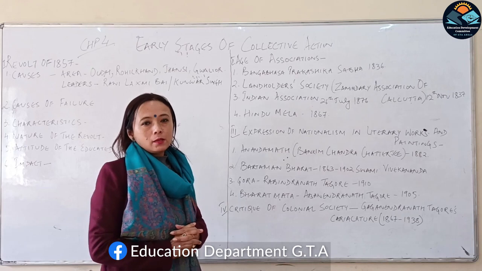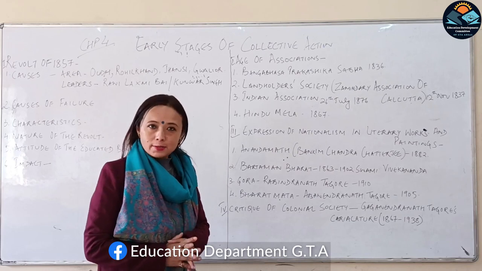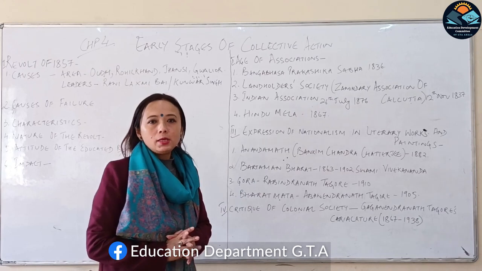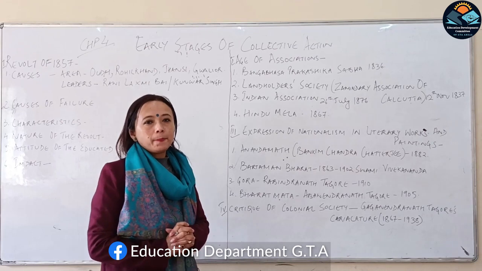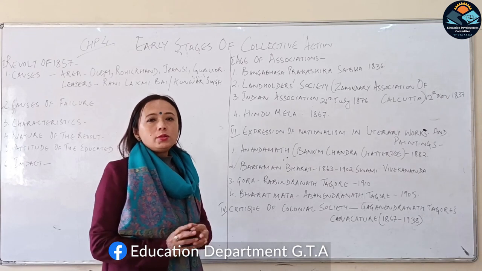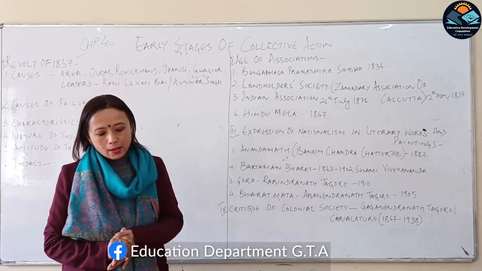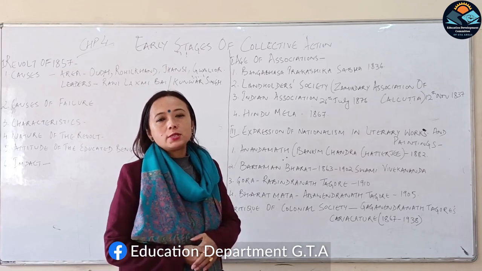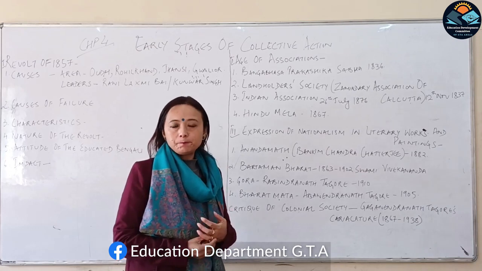But the other historians deny this. They say that it was not simply a sepoy mutiny. We cannot limit it to a sepoy mutiny. And in this connection, we can talk about Professor S.N. Sen, who in his book 1857 concluded that the mutiny was not simply a sepoy mutiny.